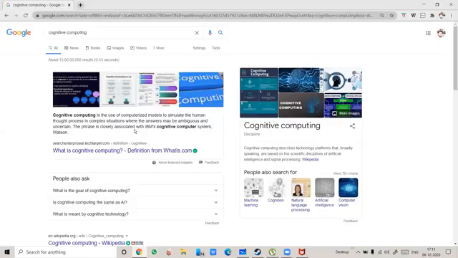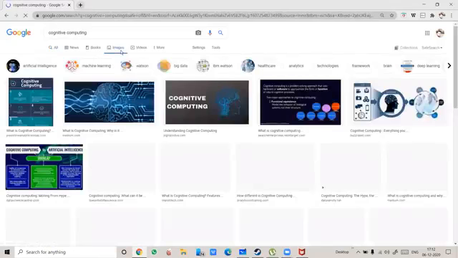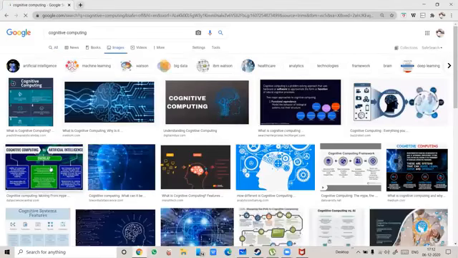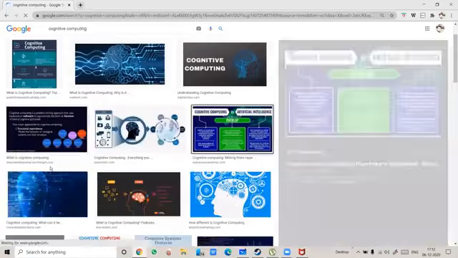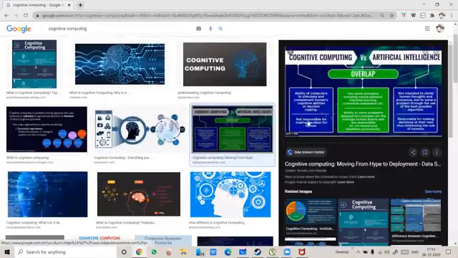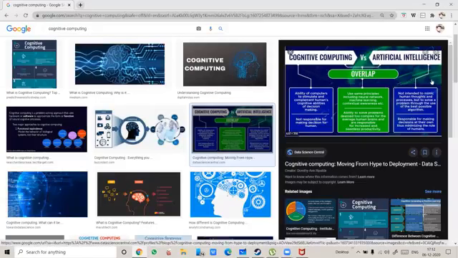The phrase is closely associated with IBM's cognitive computer system, Watson, a computer system of IBM that has this phrase. So we'll see the images of the cognitive system and the difference, so we can understand it. Look here: cognitive computing versus artificial intelligence overlap.